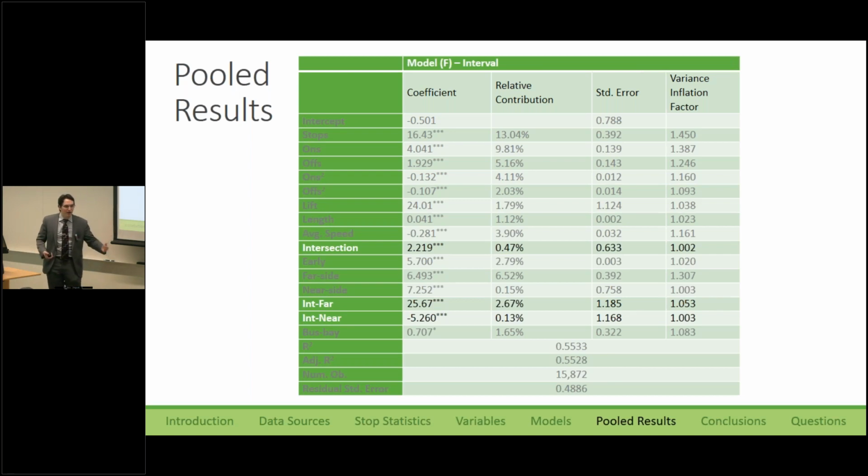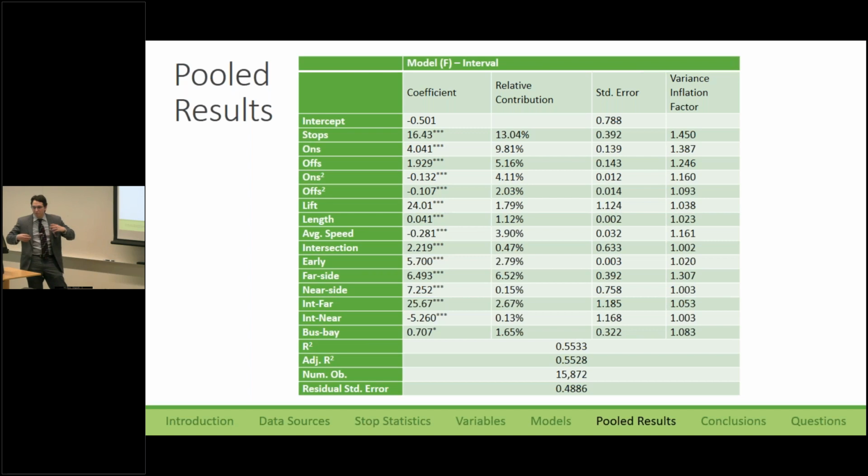While, on the other hand, having your next point on the far side of an intersection that is a near side stop, this is an indication that your bus made it all the way through, thus reducing the time at that intersection, or at that stop, by 5 seconds.